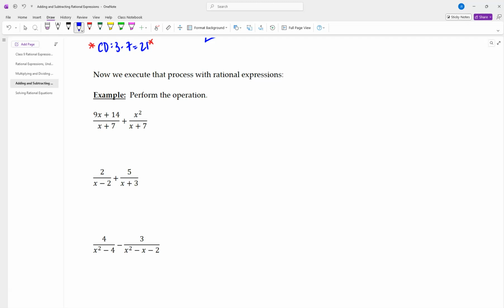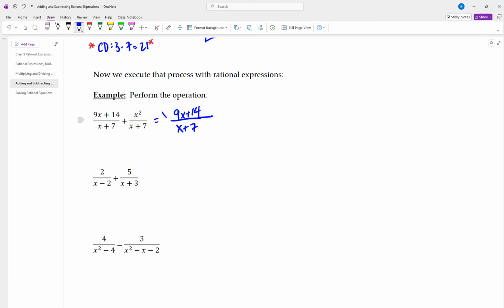Okay, so first one, oh, those actually have common denominators, right? So this is just illustrating that when they have the same denominator, just combine everything together. So it'd be 9x plus 14 plus x squared, and you'd be done. But remember, there's that simplification piece, yeah?